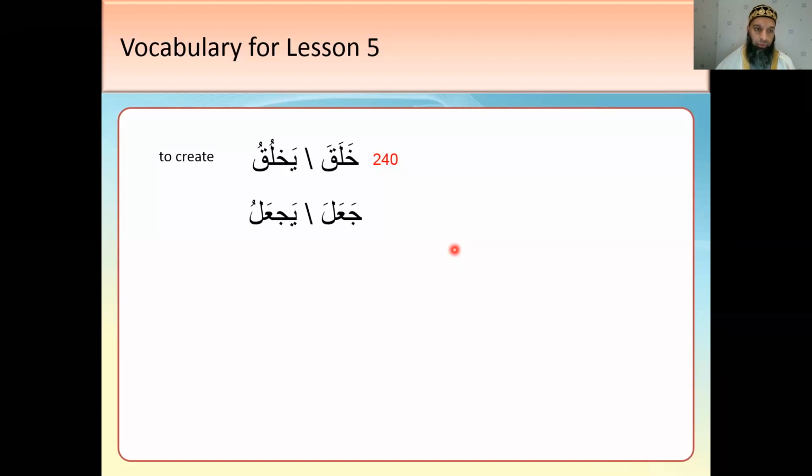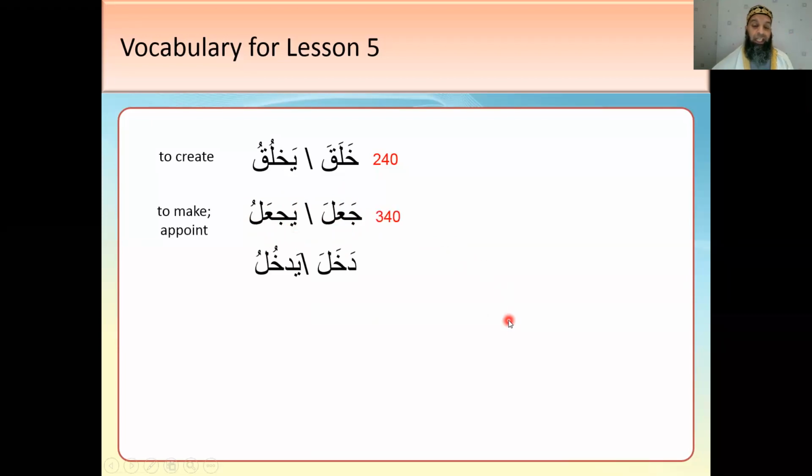Right, so it means to make. So he made, he makes. The root word is this one, he made. This is the present tense way of saying it. Just learn them together if you can. Ja'ala yaj'alu means to make, he made.